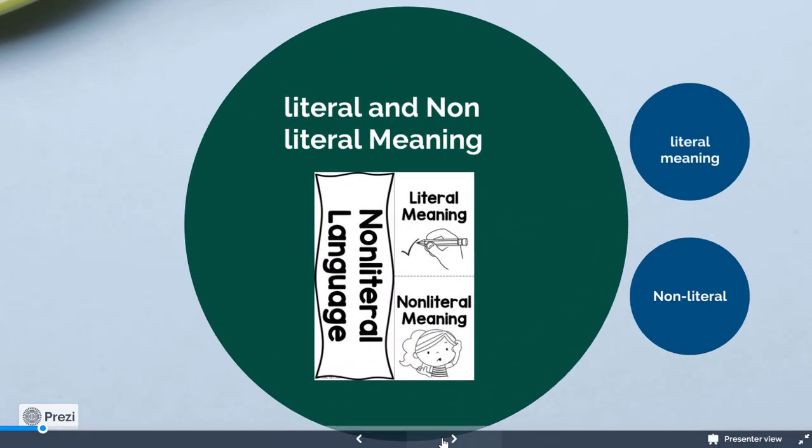At first, we are going to talk about two different meanings of words in English. The first one is called the literal meaning, and the second one is called the non-literal meaning. Let's identify them. خلينا نتعرف عليهم مع بعض.